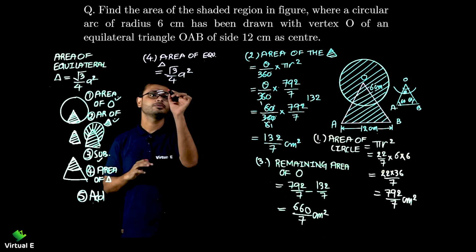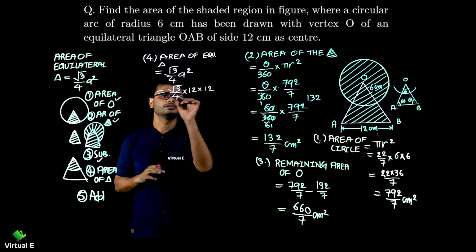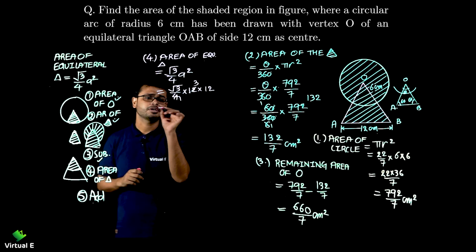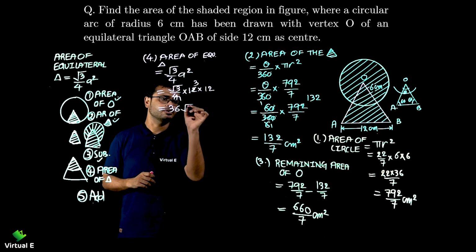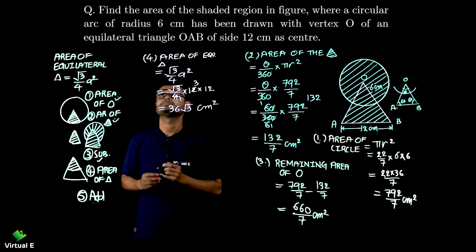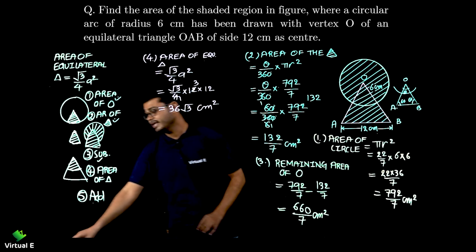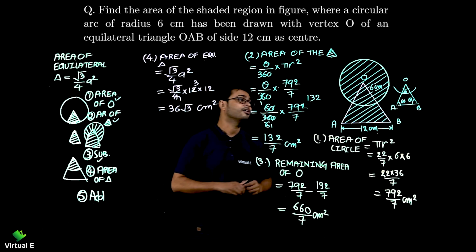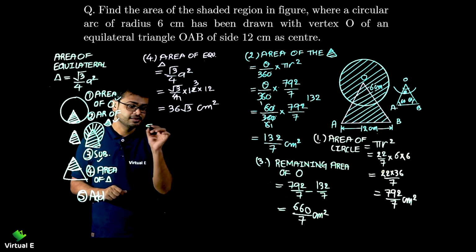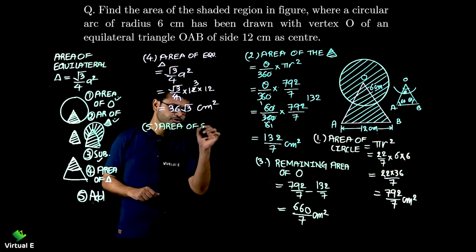So 12 root 3 by 4 into 12 into 12. So 4 1s are 4, and 3s are 12. 12 3s are 36. So here 36 square root of 3. No denominator, no fractions, good. So centimeter square. Now, what's left? The last step, which is finding the area of the shaded region. So let's write the final step, area of shaded region.